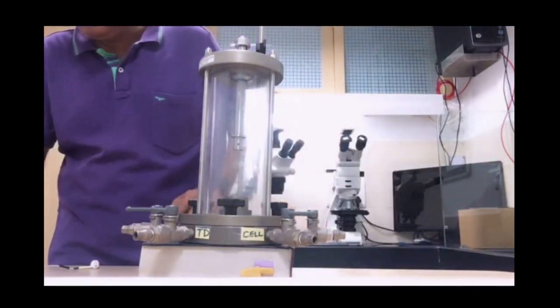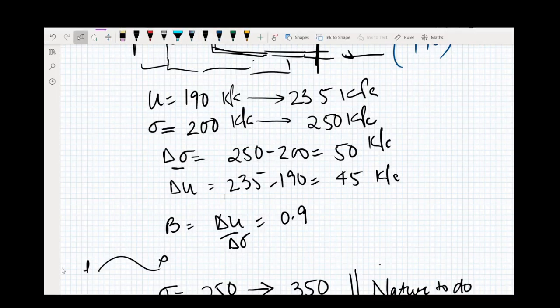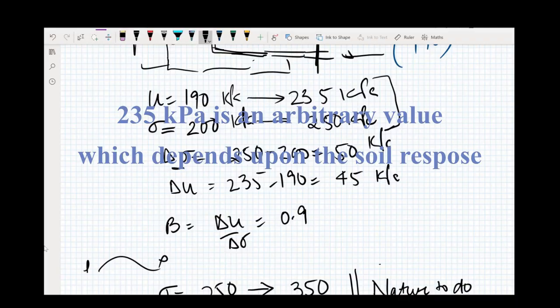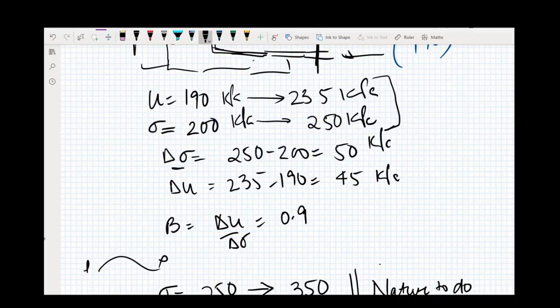Let's go to the whiteboard again and see, if this is 235, what reading do I get. So we have seen that pore pressure goes from 190 to 235 because the cell pressure increased to 250. Let's look at the change. Change in cell pressure, that's delta sigma: 250 minus 200, I get a reading of 50. And the change in pore pressure is 235 minus 195, I get a value of 45. This gives me a B coefficient of 0.9.